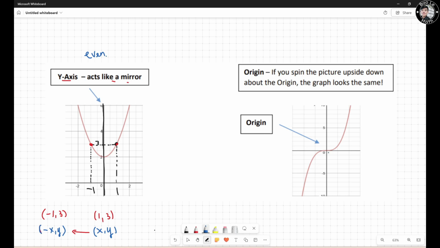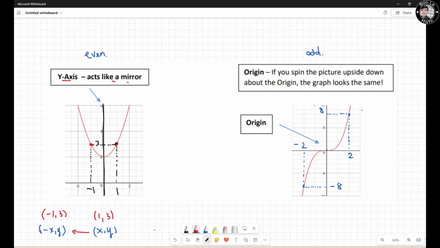Now let's take a look at the odd function. The odd function has a graph that is symmetric with respect to the origin. So this is the origin right here. Now I'm going to pick a point on the graph. Suppose I pick this point right here. So I have x value equal to 2, y value equal to 8. Now I have the symmetrical point of this point, it should be right here. So x value equal to negative 2 and y value equal to negative 8.